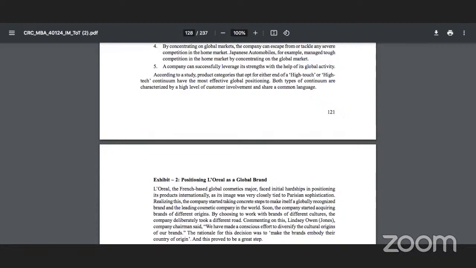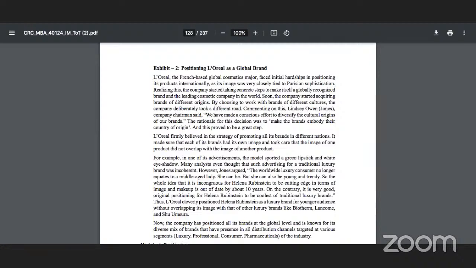So, according to a study, product categories that offer either end of a high touch or high tech continuum have the most effective global positioning. That is why, even in the automobile industry, they talk both in terms of touch and tech when they are describing their automobile features. So both types of continuum are characterized by a high level of customer involvement and share a common language.